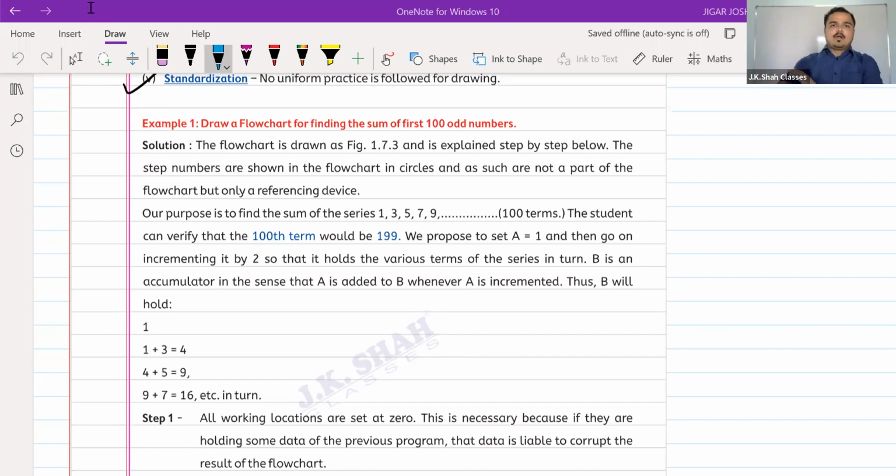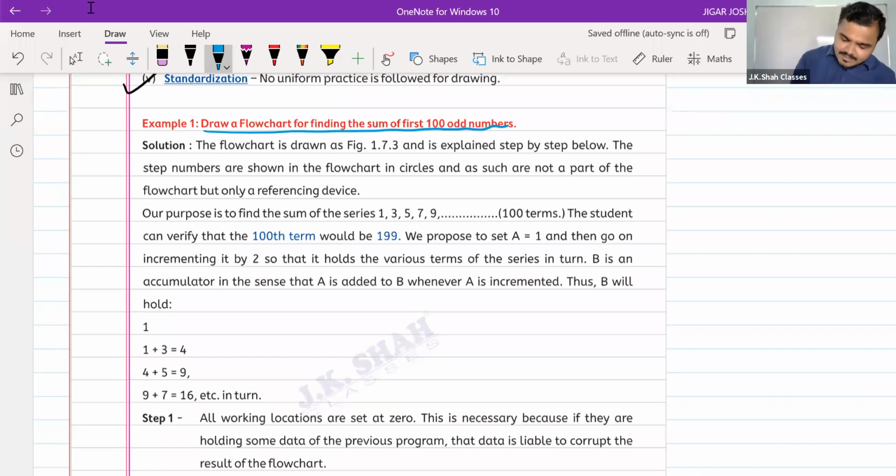Now, today we are going to see one more question. That question is very important, and I expect all my dear chartered accountants to keep their eyes open, ears open, and listen to the concept very carefully. Can I expect that from all of you? Yes, sir. The question is very simple. It says: draw the flow chart to calculate the sum of first 100 odd numbers.